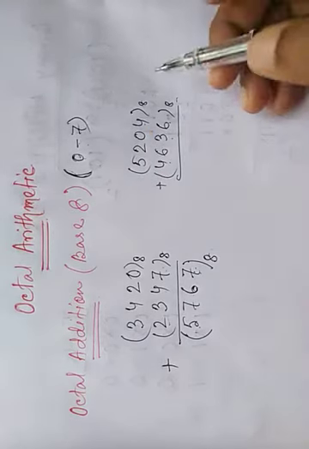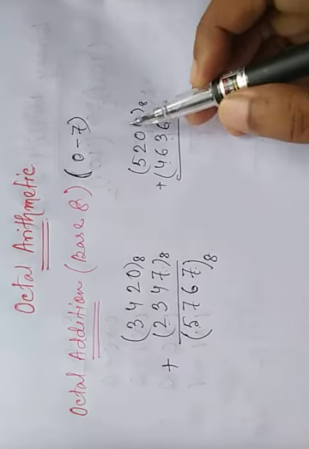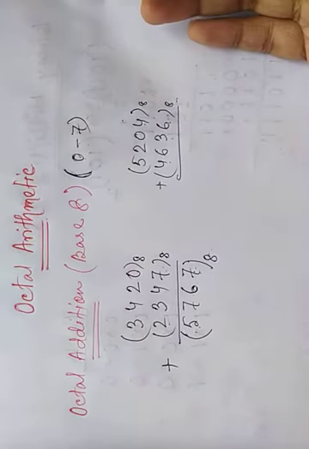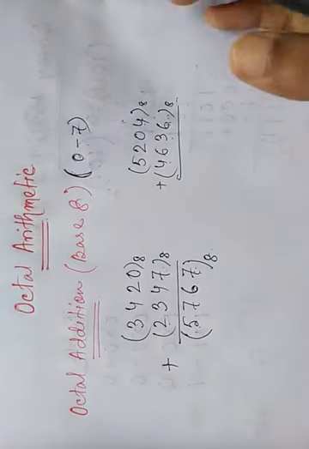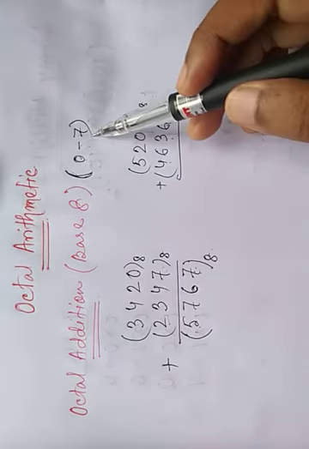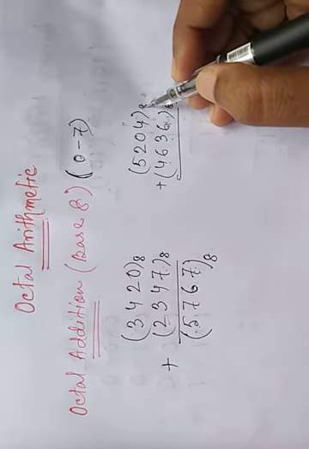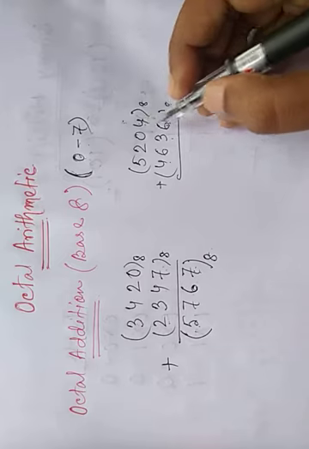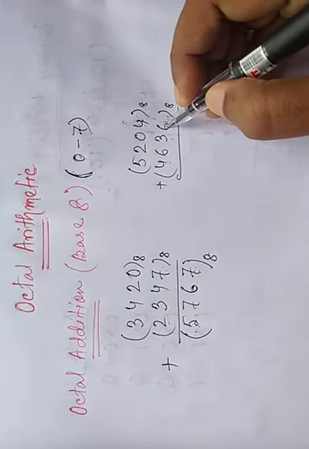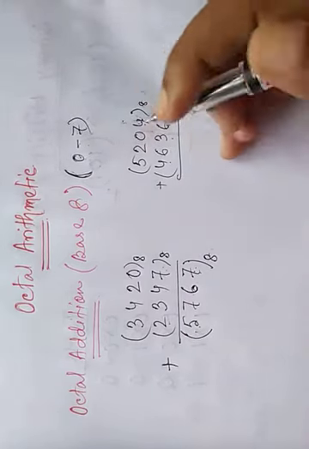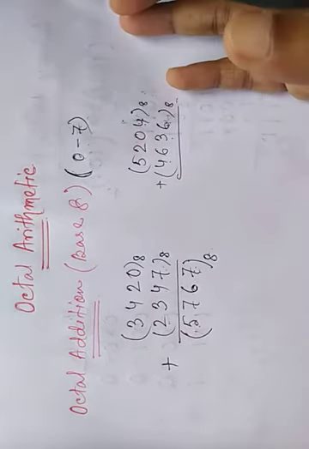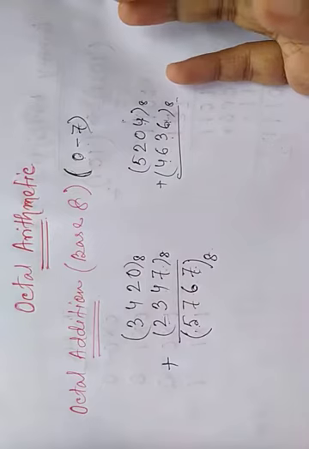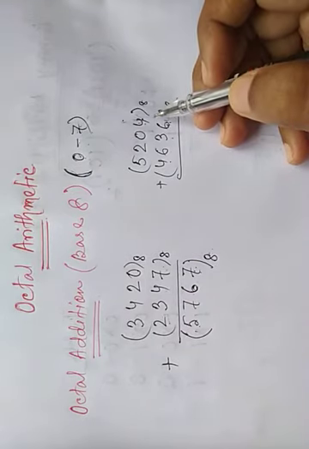Now let us calculate. At first we have to add. We know that digit-wise we have to start from the right hand side. So 6 plus 4 is 10. Clear? But 10 is not within our range 0 to 7. So what will we do? As the base is 8, after adding the two digits, if the number exceeds 7, that number cannot be an octal number.